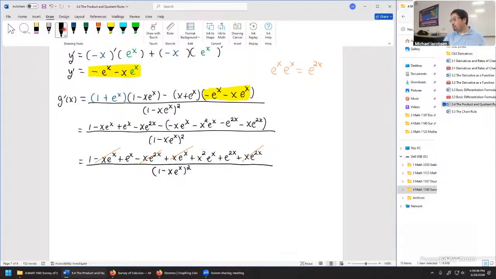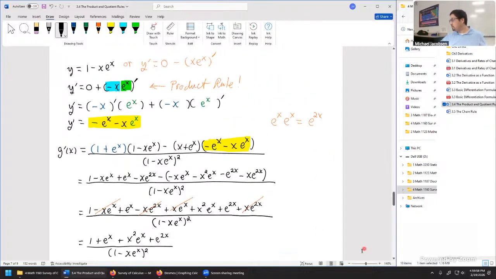All we're going to get left over is 1 plus e to the x all the way down to plus x squared e to the x plus e to the 2x, divided by (1 minus x e to the x) squared.